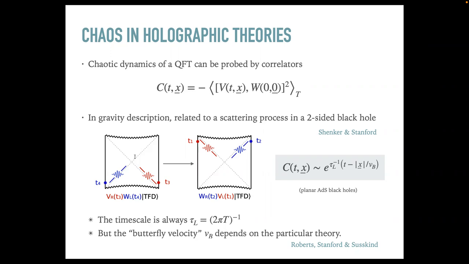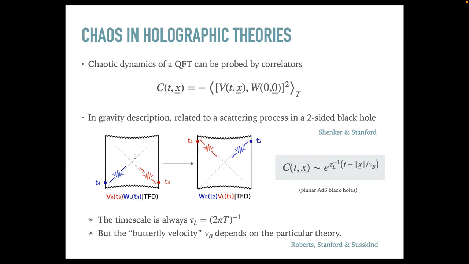One way this can be quantified in a quantum field theory is by correlators of this form here. The thermal expectation value of the squared commutator of two operators, V and W, which are some generic operators in the quantum field theory, which each only involve a small number of degrees of freedom of the entire state. This commutator is a measure of, if I perturb some small part of my quantum field theory at position x and time zero, what effect does that have on my later measurement of some operator at some distant point in space and time? This correlator turns out to be a very useful way to characterize these chaotic properties.